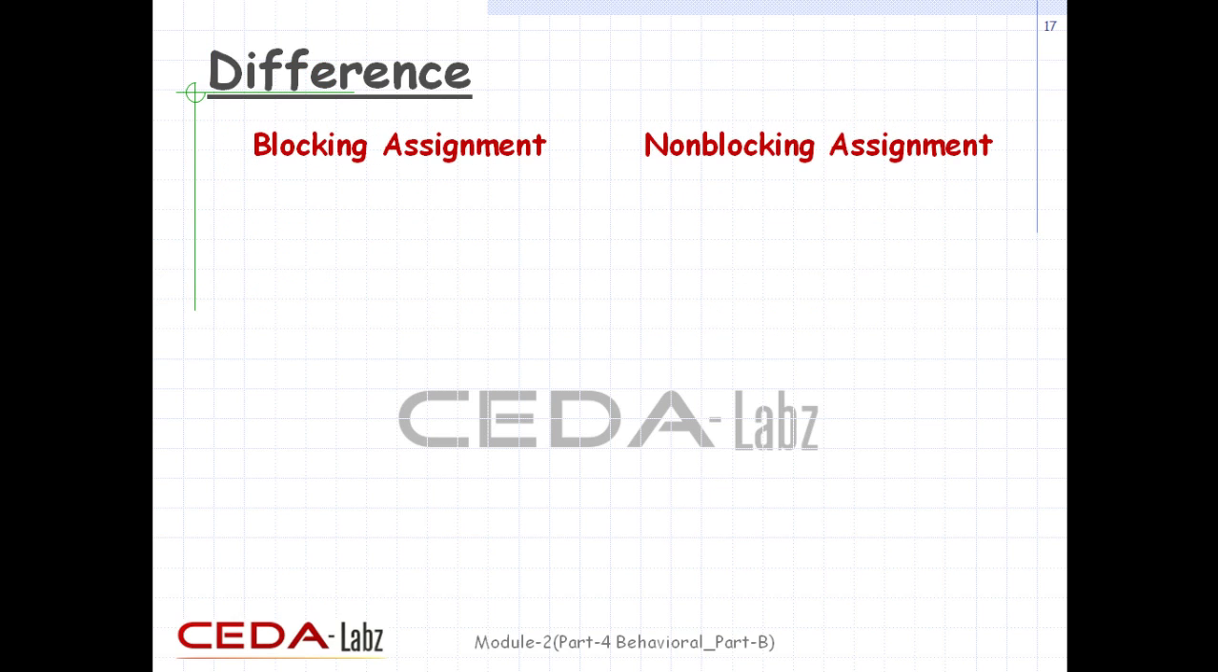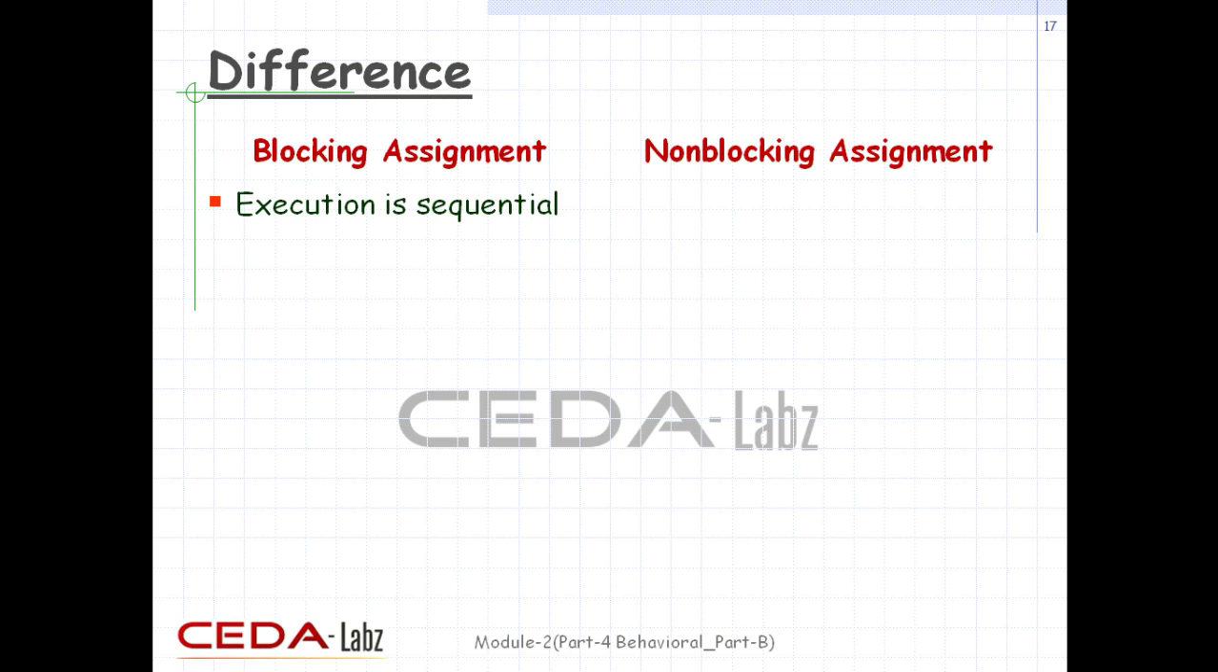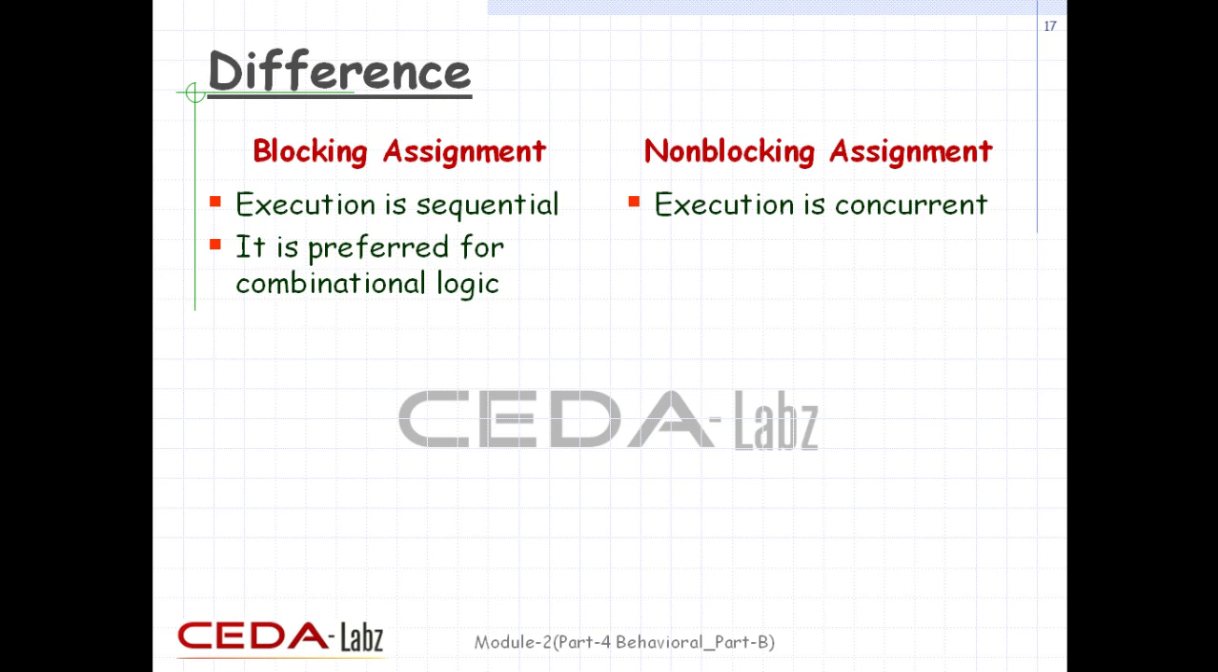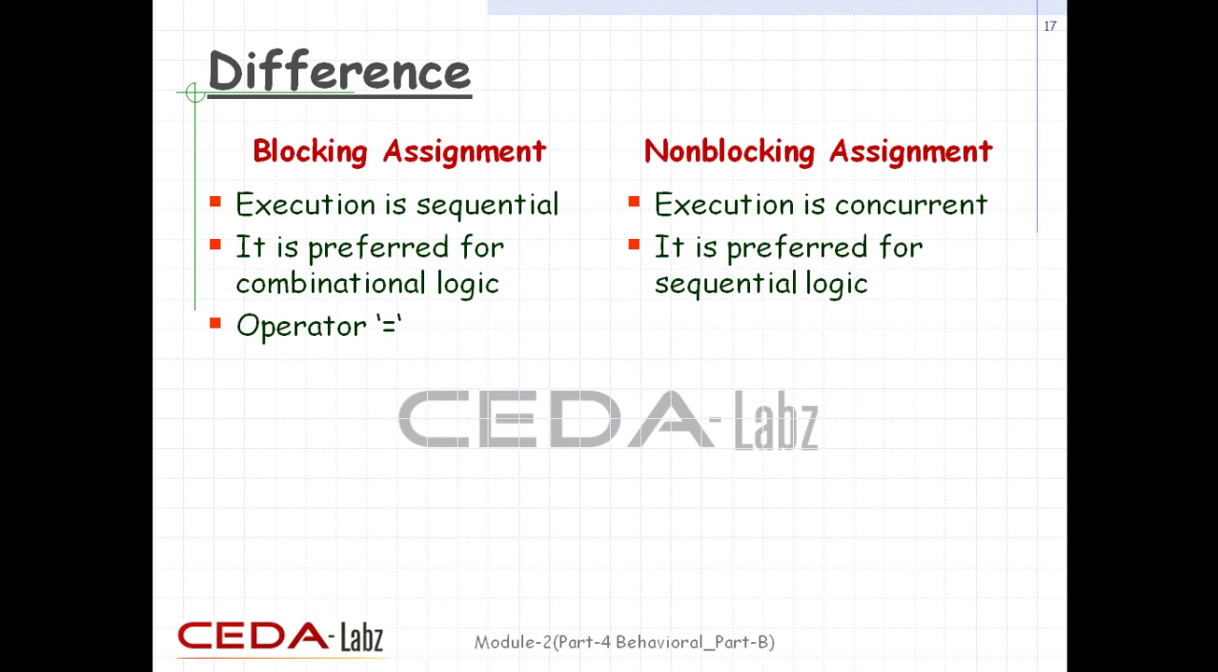Difference between both kinds of procedural assignment statements. Execution is sequential in blocking assignments, as they execute in the order they are specified, whereas in non-blocking assignments, execution is parallel as they are order independent. Blocking assignments are preferred for combinational logic, whereas non-blocking assignment statements are preferred for sequential logic. The operator used for blocking procedural assignment is the equals symbol. On the other hand, for non-blocking assignment statements, the symbol is less than or equal to.